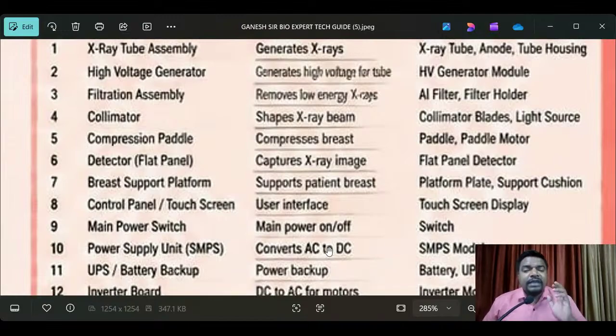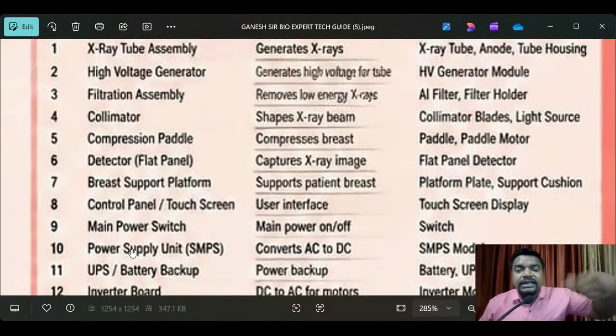These are the reasons why I'm giving this here. In any situation, these components may get damaged and you have to find out. If you know all these functions, then when you get a complaint that an error appears in the display, you have to find out the cause and give the resolution. Now the tenth point here: power supply unit, SMPS, converts AC to DC, spare part SMPS module.